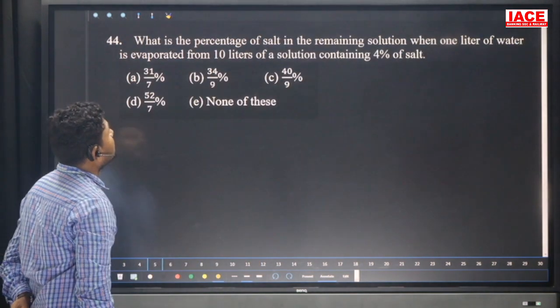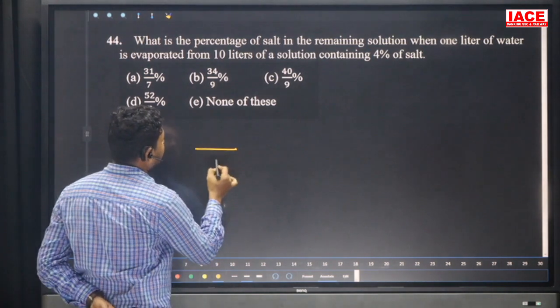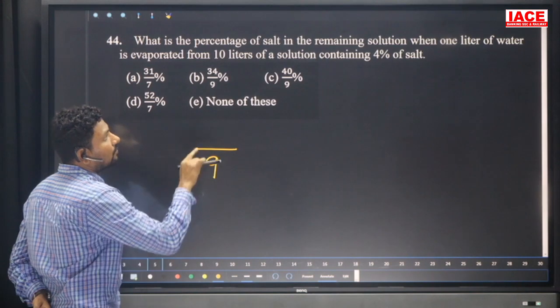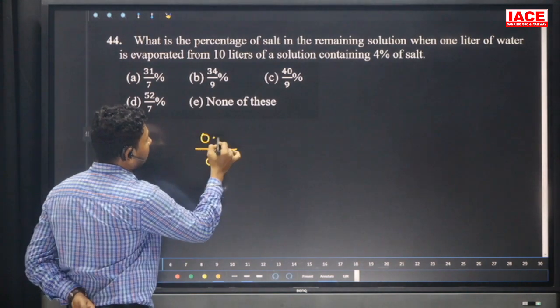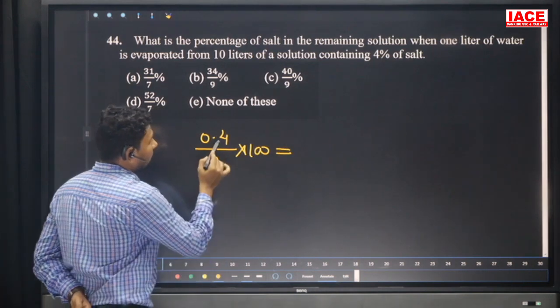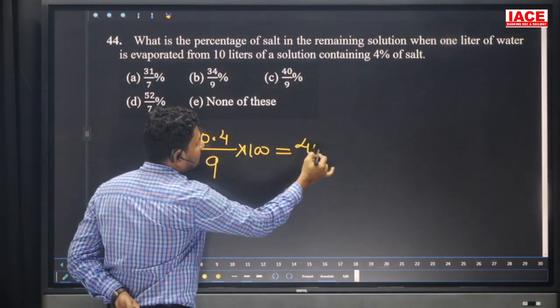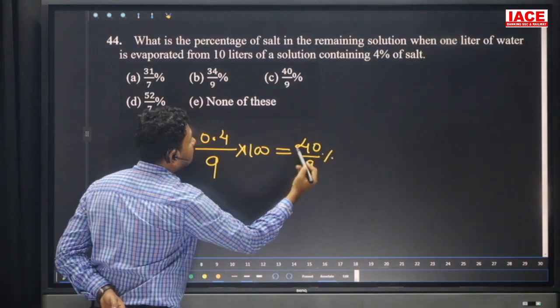Next, what is the percentage of salt in the remaining solution when 1 liter is evaporated? 1 liter evaporated means 9 liters remain. 4 percent of 10 liters means 0.4 liters. We need the percentage, so multiply by 100. Then 4 into 100 is 400, but with 1 decimal place, 10 will be cancelled, which is equal to 40 by 9 percent. Our option is C.